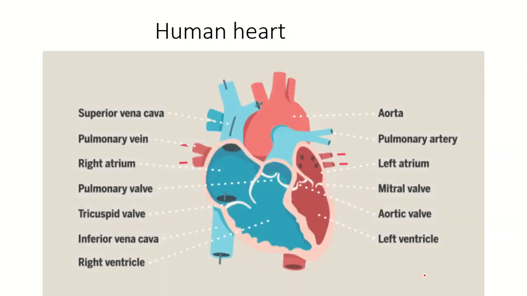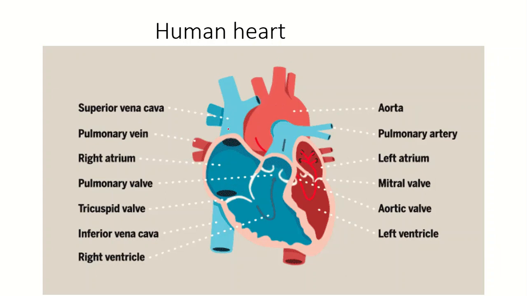The next important topic to be discussed is the human heart. So this is the diagram of the heart, and the various portions are shown here. First of all, the blood will come here, and this blood is called deoxygenated blood.